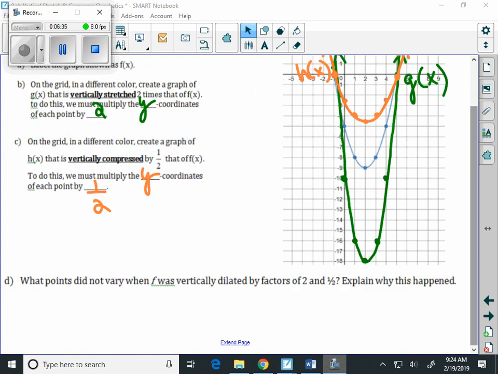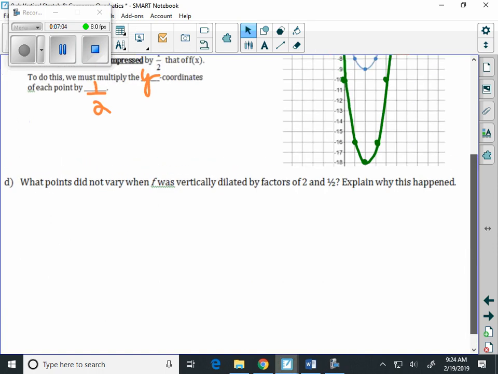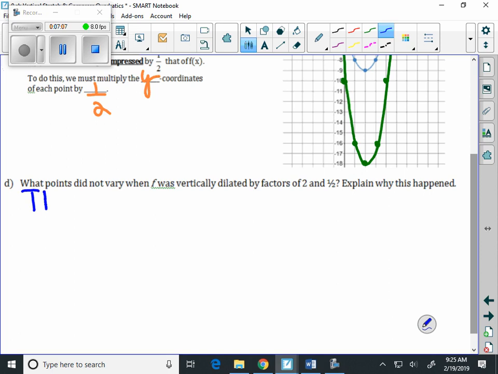What points did not vary when f was vertically dilated by factors of 2 and 1/2? Before we answer the question, let me point out that dilating, if you think about going to the eye doctor and they dilate your eyes, your pupils get really big. Well, in math, we can get bigger with the word dilation, or we can get smaller with dilation. And what points did not vary? Well, the x values did not change.